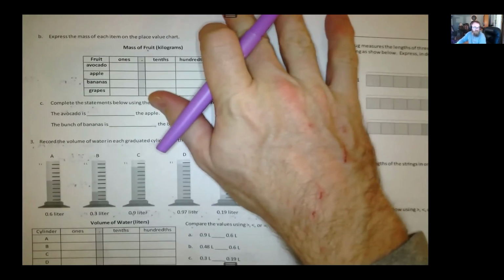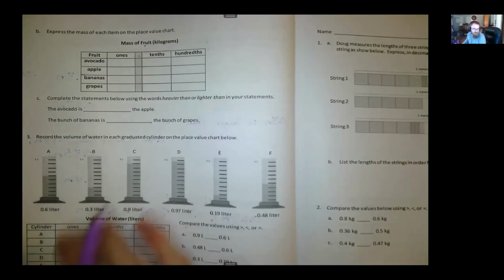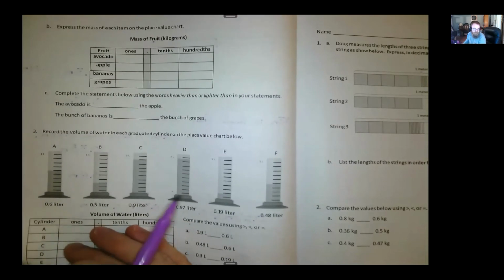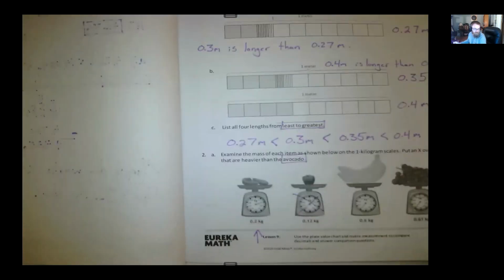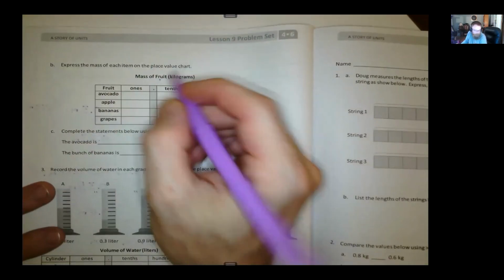Turn the page, please, to page 68. Express the mass of each item on the place value chart. Now we still need our information from the previous page. Okay, avocado, apple, bananas, grapes. None of them have a digit in the ones place. They're all 0 point something in their weights. So in the ones place, we'll have zeros for all of our fruits.